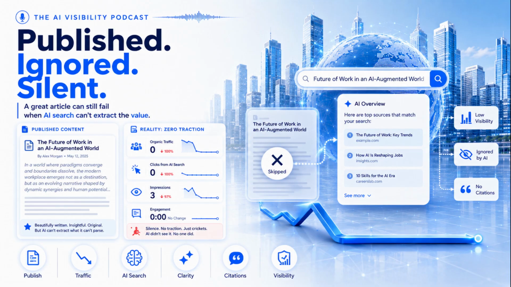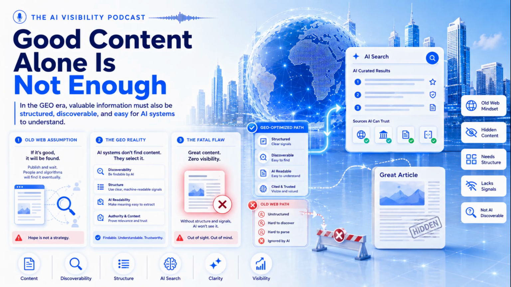Exactly. An AI search engine completely ignored your magnum opus, all because your opening paragraph was trying to be clever instead of clear. And that scenario is playing out millions of times a day right now across the internet. Creators are writing for an old version of the web, assuming that if the information is good enough, people and algorithms will eventually just find it. But in the era of generative engine optimization, or GEO, that assumption is a fatal flaw.